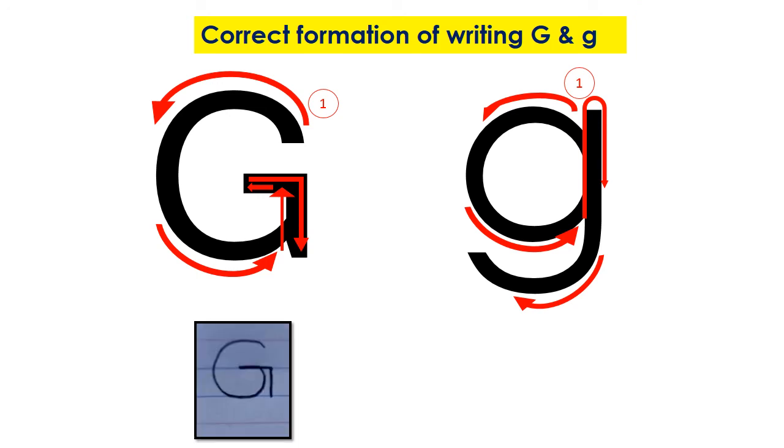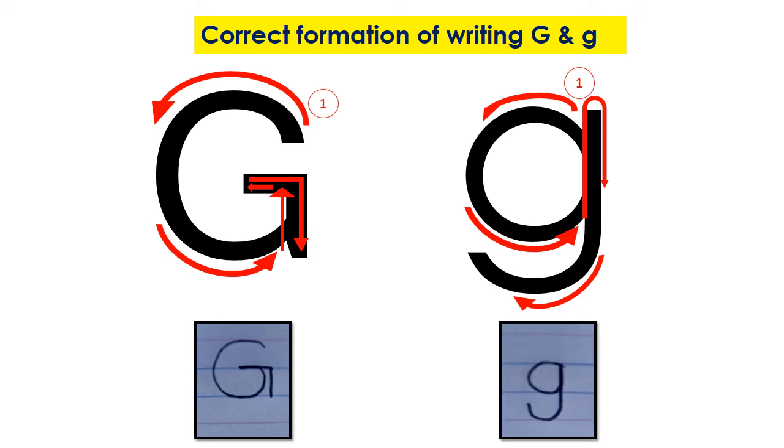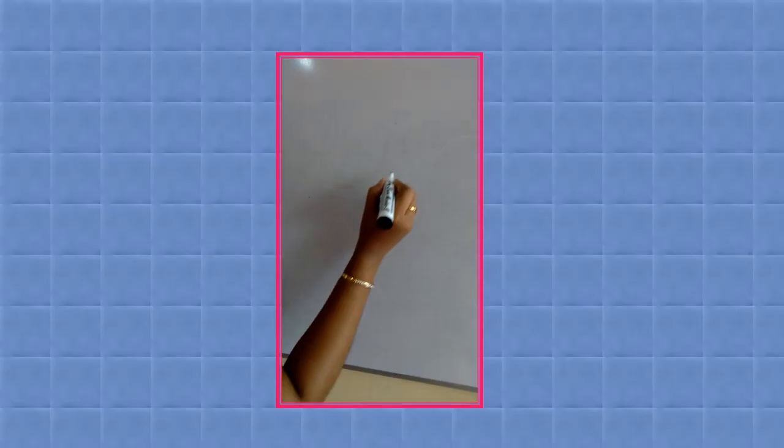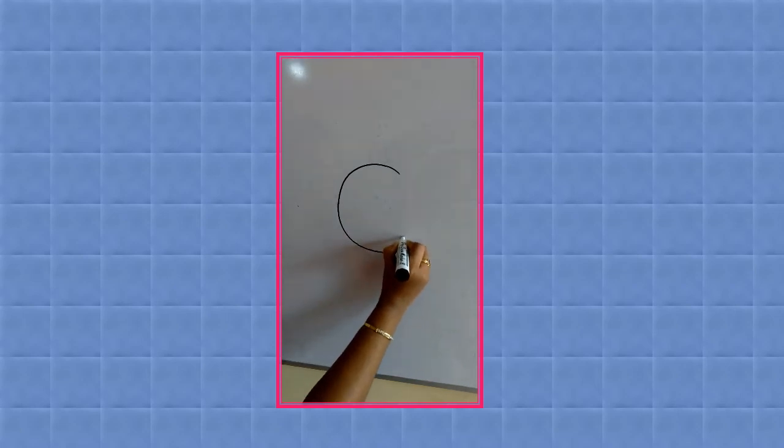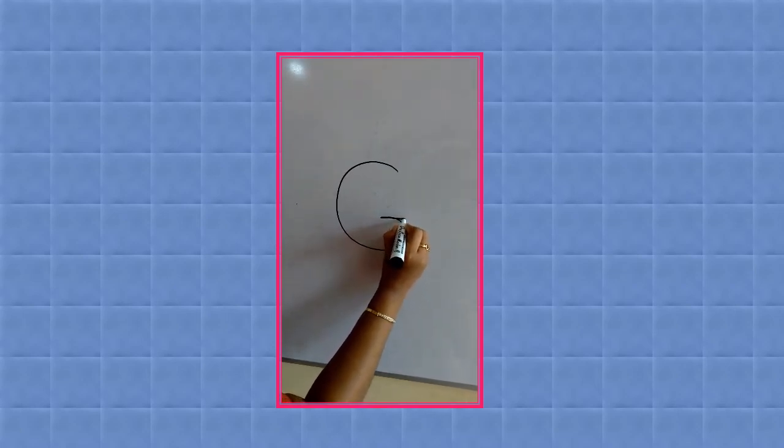Let's see how to write capital G in your double rule book. Here you can see that. Now we'll see how to write simple G in your double rule book. Now teacher will show you how to write capital G and simple G on the whiteboard.